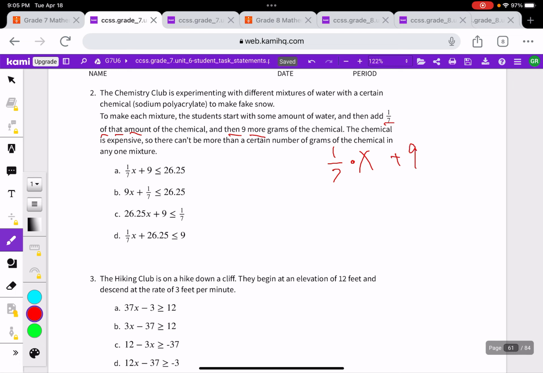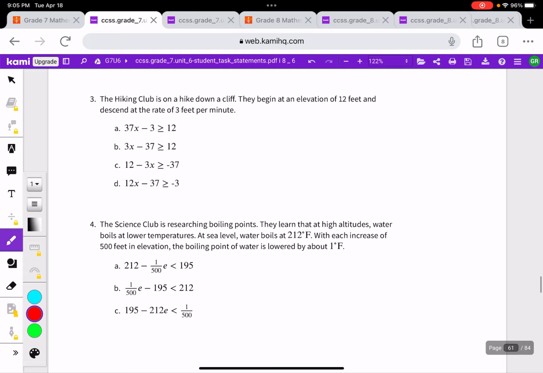And looking at this, it looks like the very first problem, I see a 1/7 of that. Number 2 says 9 times something. I think the 9 grams is just a straight up 9. There's no 9 times that. Letter C, 26.25. Don't know where they're getting that from. Letter D, plus 26.25. Yeah, I think it's got to be A.